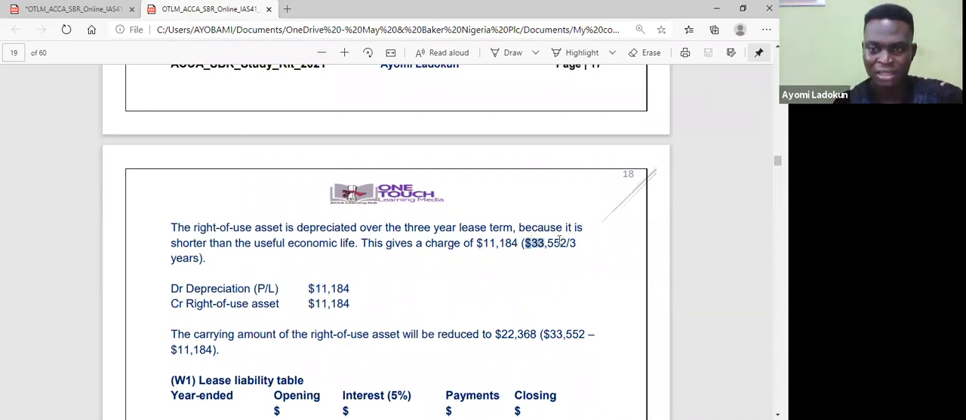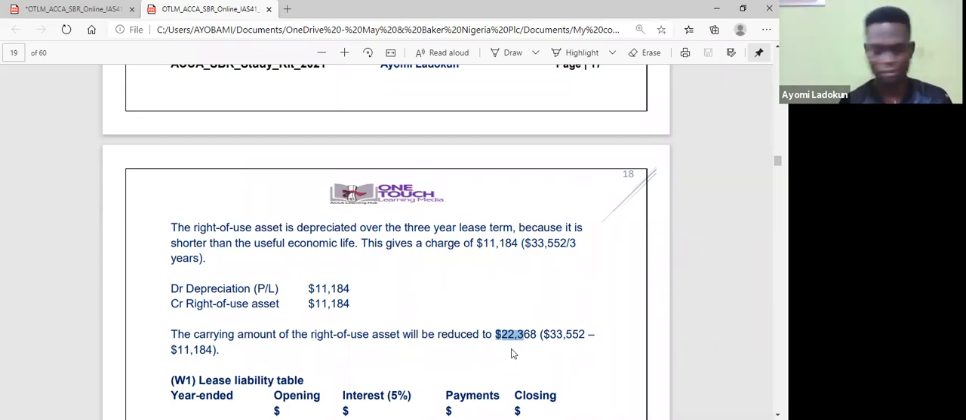Remember, the asset value is 33,552. So when I remove 11,184, I will have 22,368, and that is the end of that question. That is the end of the question.